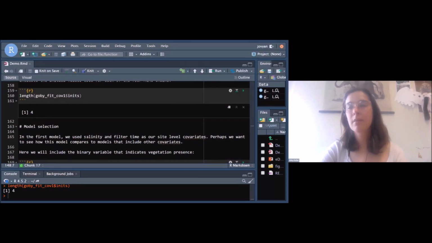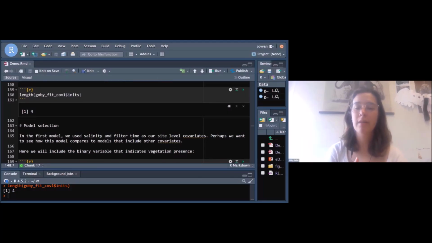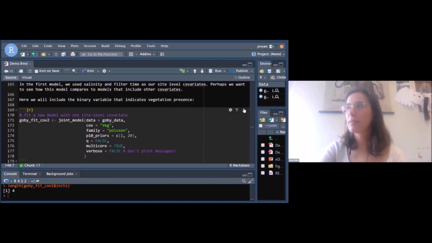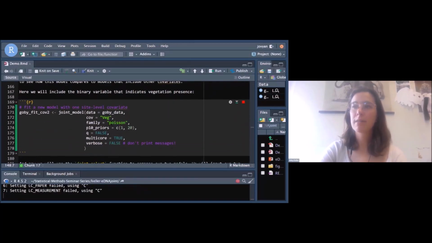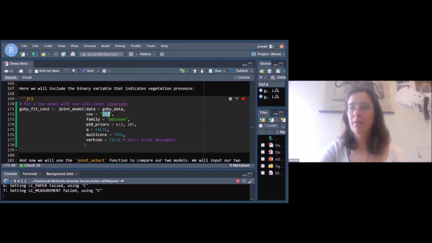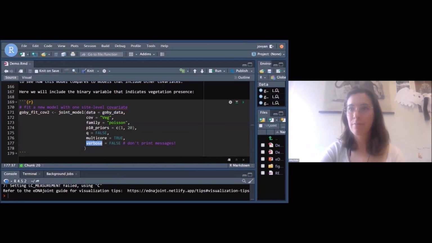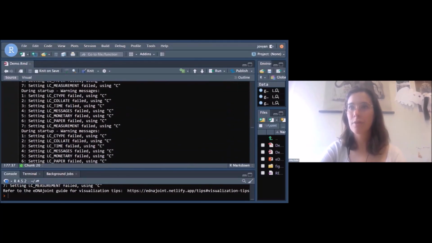In this first model, we used salinity and filter time as our site-level covariates, but perhaps we want to compare this to a model that includes other covariates. So I'll get this second model started, but in the second version, instead of filter time and salinity, we're going to be using this vegetation covariate. This is kind of the presence or absence of vegetation. This verbose argument also might be useful, so it doesn't print out a bunch of messages. As you can see, it's shorter this time.